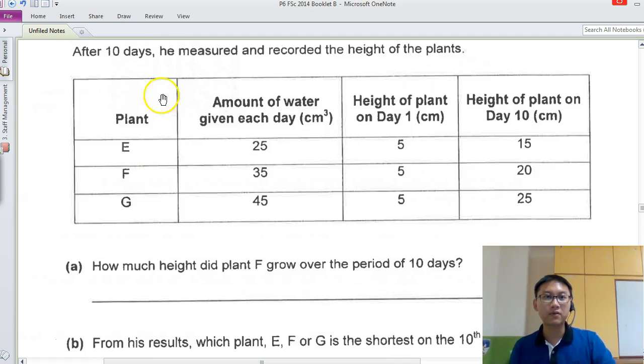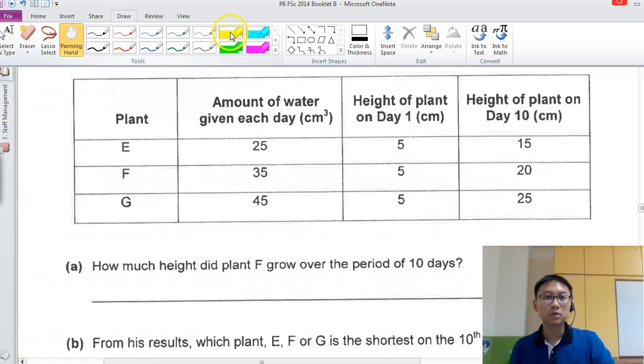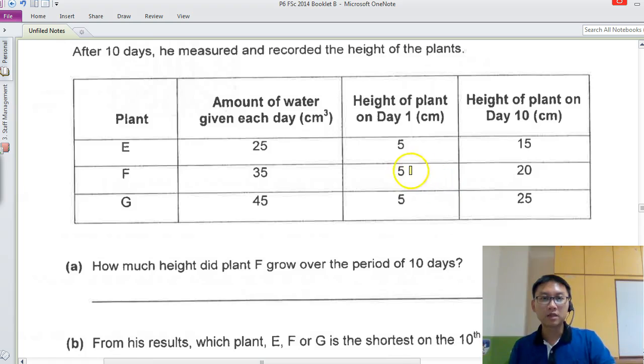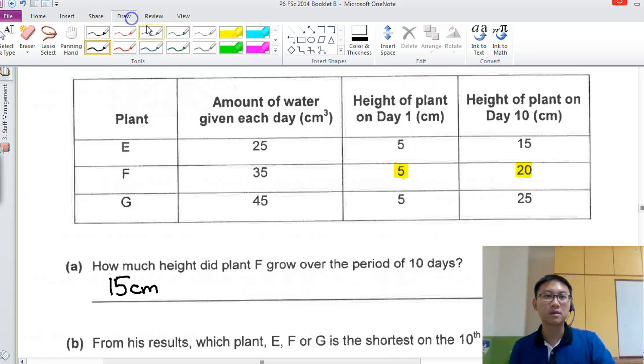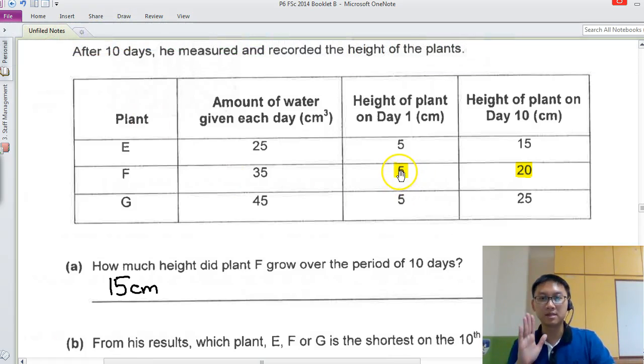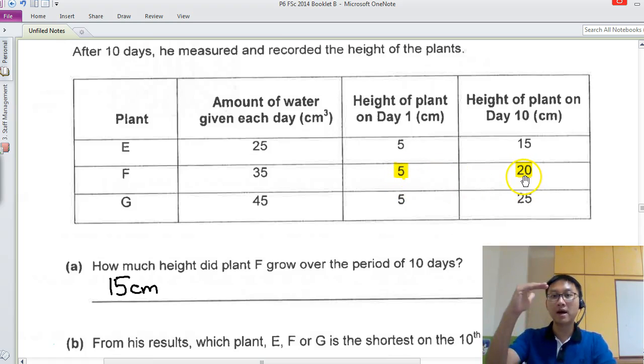So let's look at plant F here. How much height did plant F grow over 10 days? Plant F started off with 5, and then after that it became 15. So how much did it gain? So 20 minus 5 will become 15. Sorry, from 5, did I say 15? No, okay, sorry. Let me say this again. At day 1 it's 5 cm. Day 10 is 20 cm. So it grew by 15 cm. So 20 minus 5.